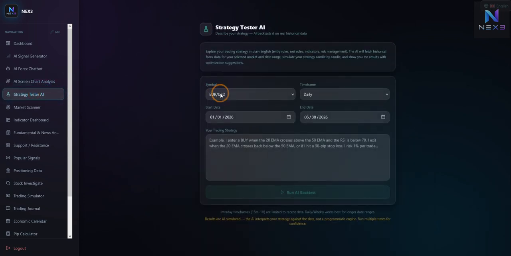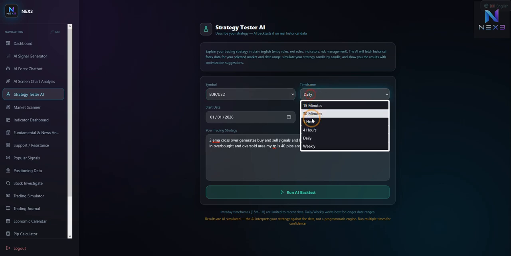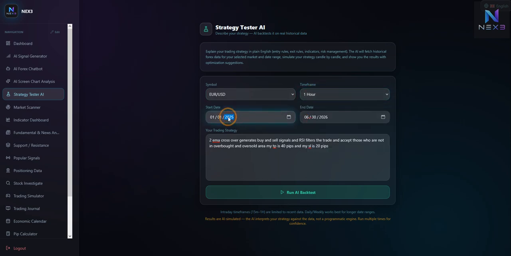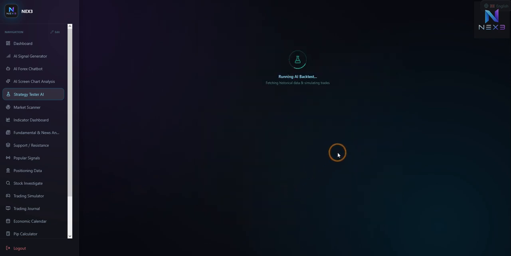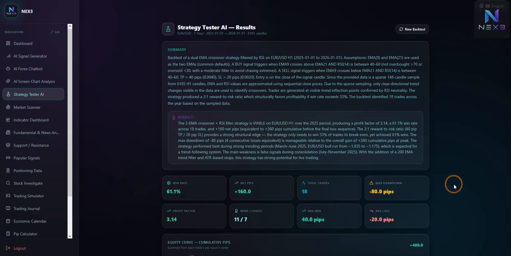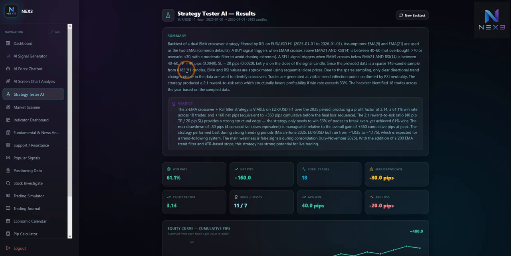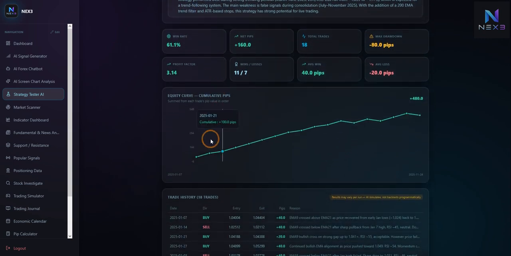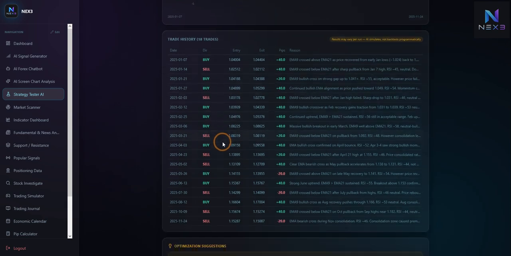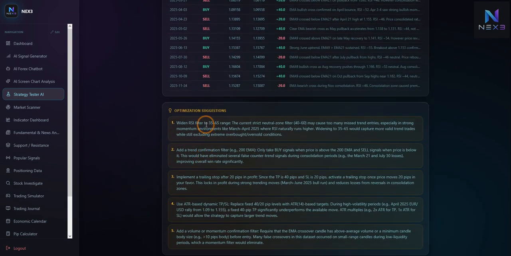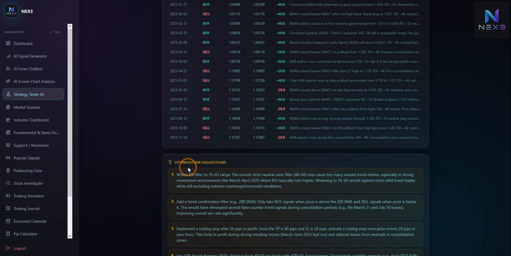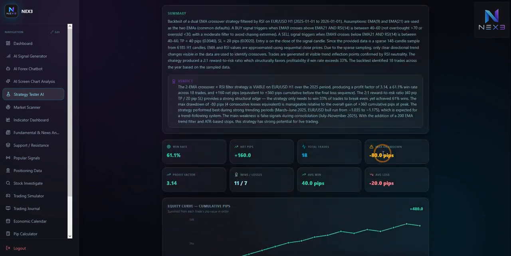Strategy Tester AI. The Strategy Tester AI is arguably one of our most unique features. In the past, backtesting required complex coding skills. Here, you just describe your strategy in plain English, like buy whenever the 50 EMA crosses above the 200 EMA and the RSI is under 30. NEX3 then backtests your strategy against years of historical tick data, providing you with a comprehensive report including win rate, Sharpe ratio, and maximum historical drawdown before you even risk a single dollar.